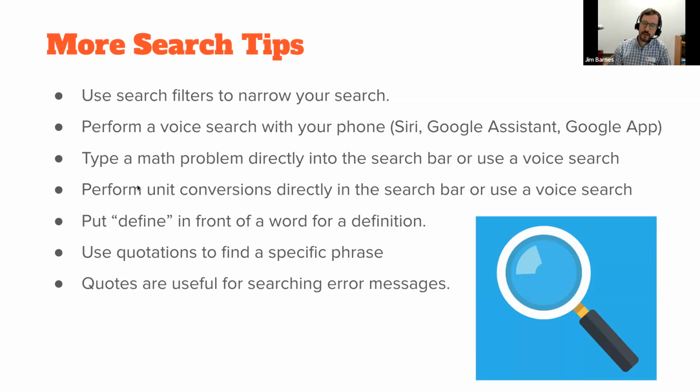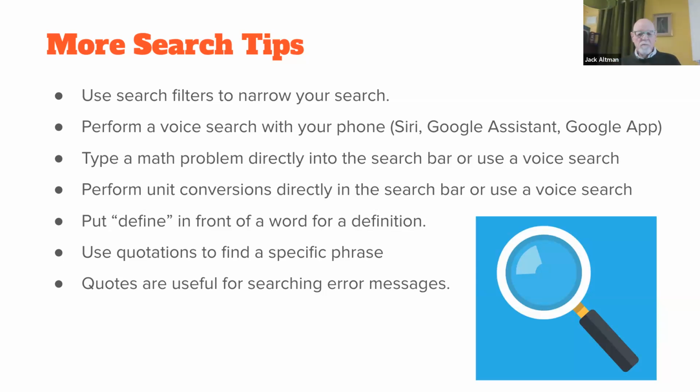This is one I really like. You can perform unit conversions directly in the search bar. So, how many teaspoons are in a cup, and then you just type that right into the Google or Bing search bar, and then it'll give you the information right there. You don't have to download a unit conversion app on your phone. You could, if that's more convenient for you, but you could also just type it right in.